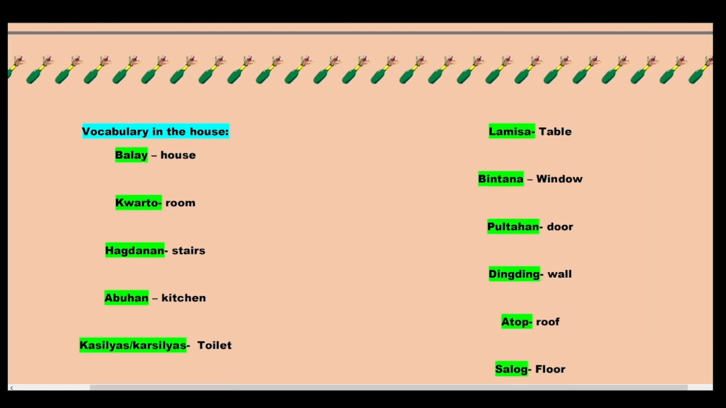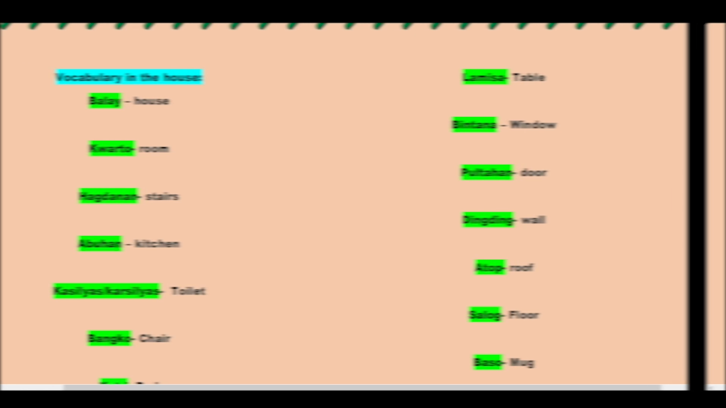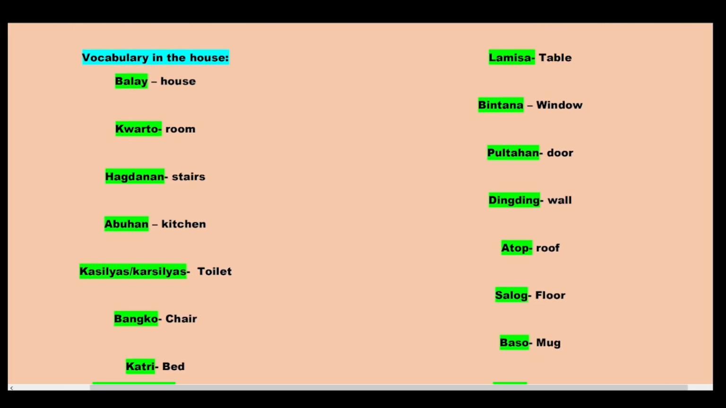Okay, sunod mo adto ta sa last page. This is only vocabulary. Vocabulary, Bisaya to English. Balay, house. Kwarto, room. Hagdanan, stairs. Abuhan, kitchen. Casillas, variation to. Some places they will say carcillas, ang uban moingon casillas, okay? In English, toilet. Bangko, chair.